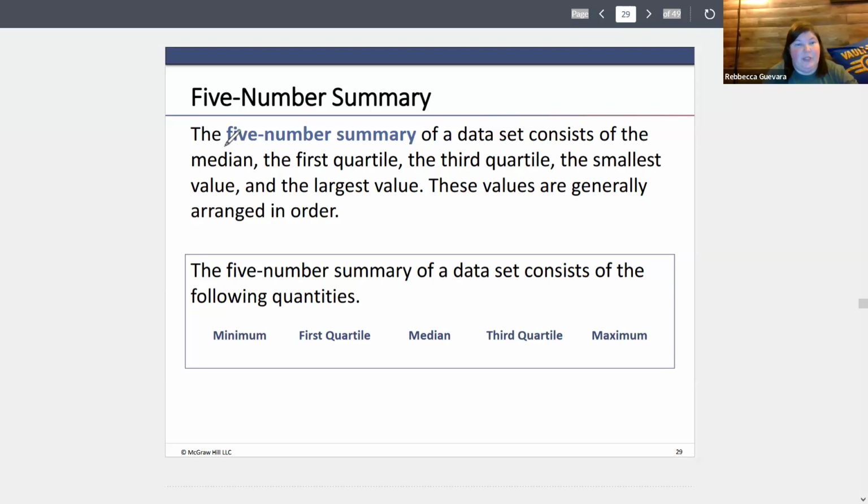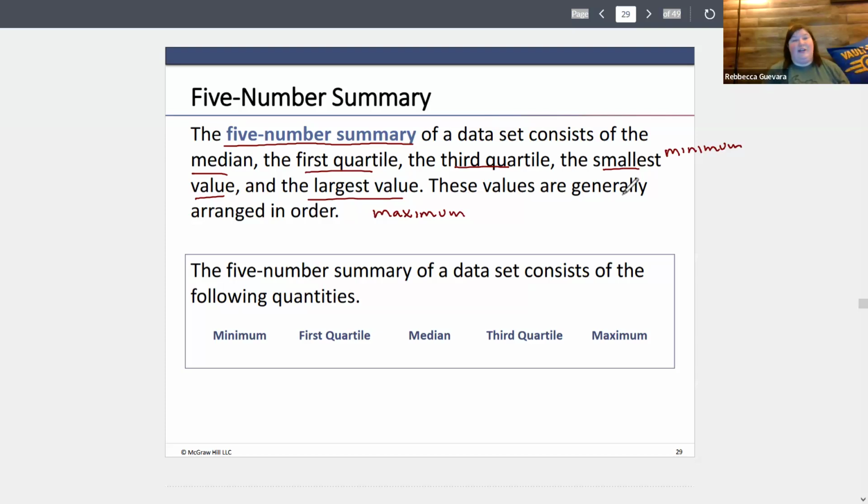So the 5-number summary of a data set consists of your median, your first quartile, your third quartile, your smallest value, which is your minimum, and your largest value, which is your maximum. Generally, we'd like to arrange these in order from smallest to largest, because we're going to make what's called a box plot with this data later.